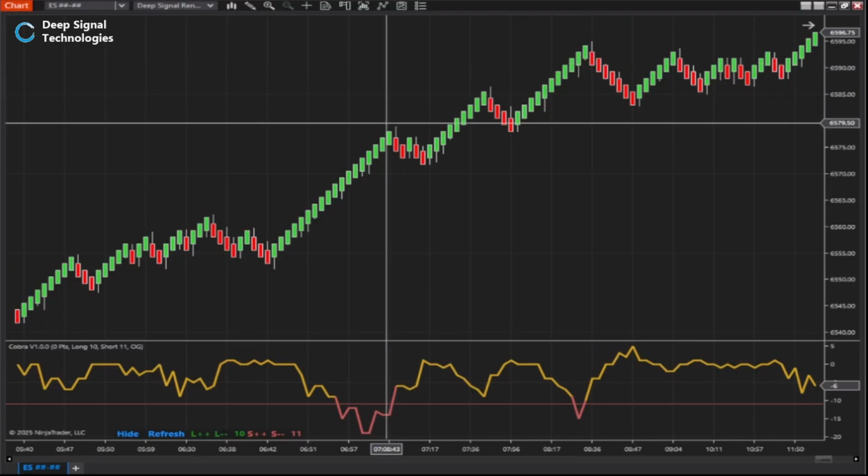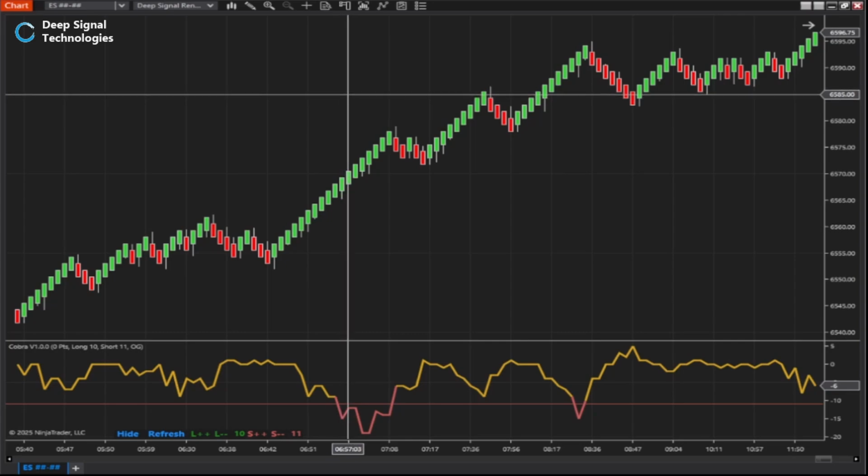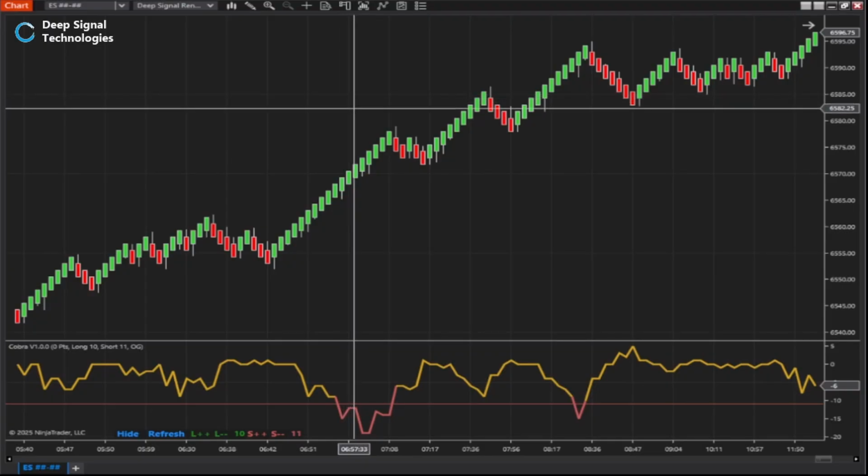We do get anomalies on occasion. If we get a short point confirmation, say this one here at 6:56, but we don't get a red confirmation candle, that's basically telling us that the trend is going to continue. So we don't want to have any kind of trades at that point.